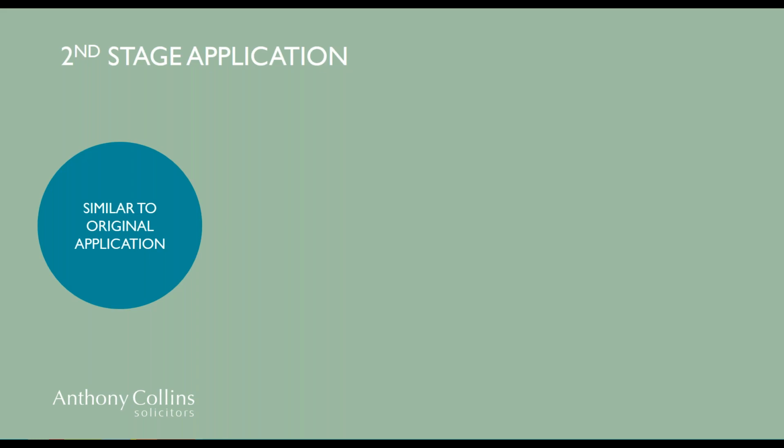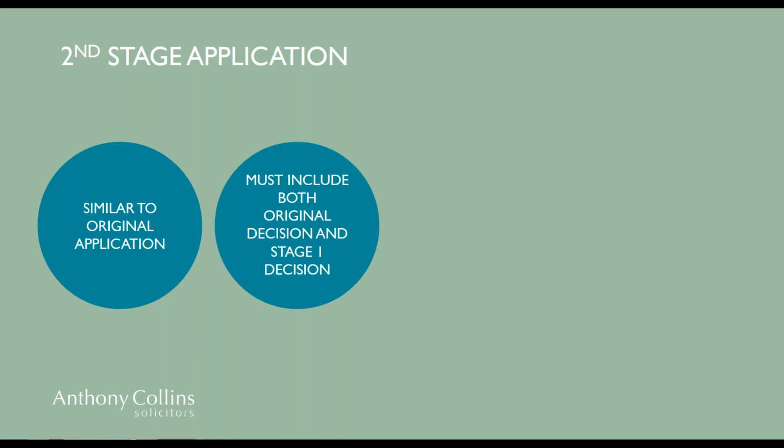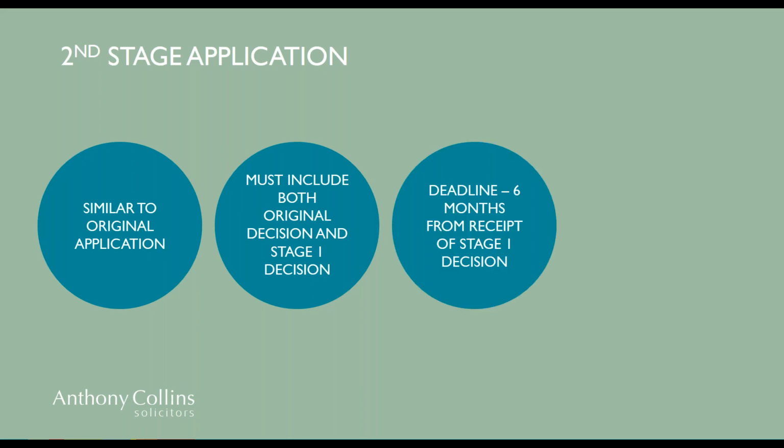It needs to be signed by or on behalf of the claimant. So very similar. A couple of differences. It must include both the original decision and the stage 1 decision. So at stage 1, you obviously only need to include the original decision. Here you need both decisions. Now there's a deadline, again, for making a complaint, and that's generally speaking 6 months from receipt of the stage 1 decision.